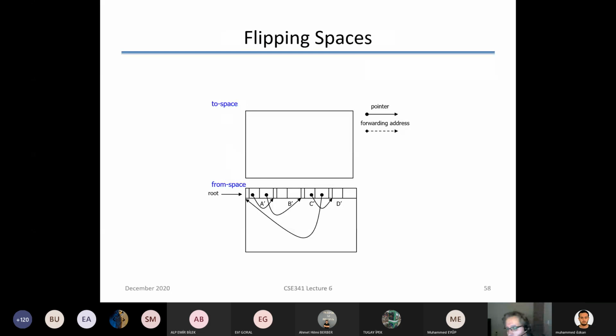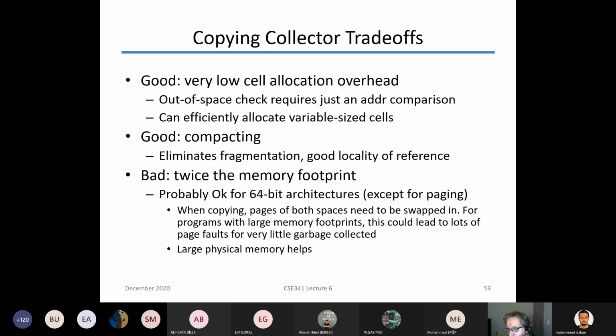Of course, the bad part is you have to split your memory into two pieces and you can only use one piece. So half of your memory can be active at any given time. The other is actually going to be unusable. So if you have a 64-bit architecture, then, not counting the paging, this might be okay. So your to space might actually be on the disk, and your from space might be in the memory, and you can actually swap them. Of course, there will be paging issues, but that's okay.